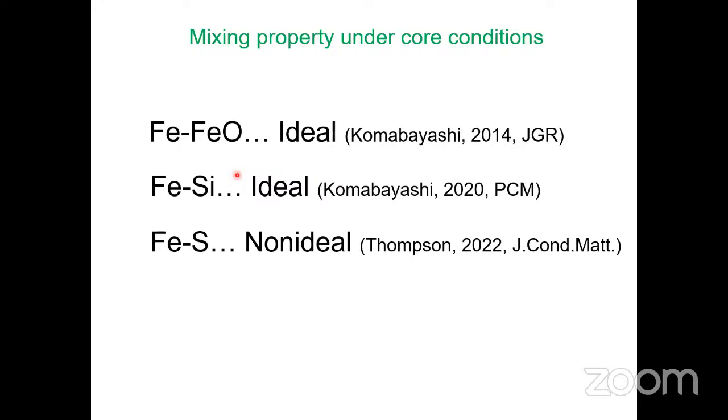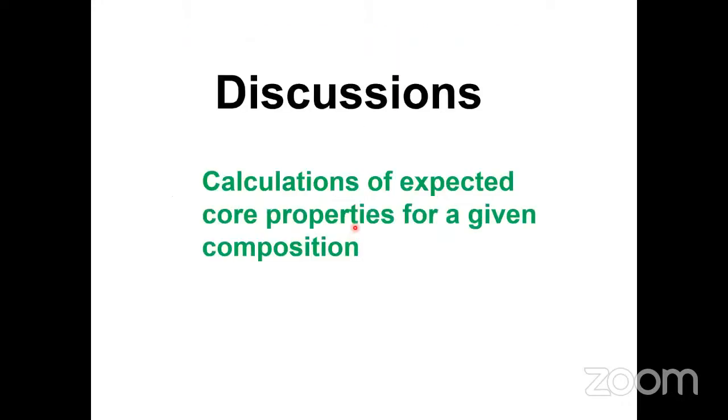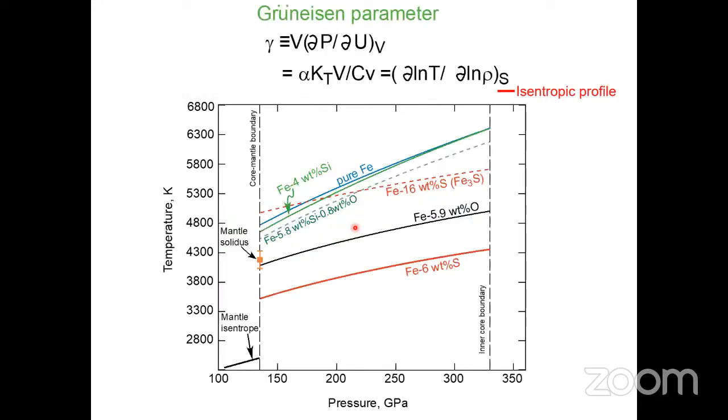And previously, we did exactly the same thing for the iron-oxygen system and the iron-silicon system. In these systems, the mixing can be ideal mixing. And the Fe-sulfur system shows non-ideal mixing. Now I'm moving on to the discussion part. We are going to calculate expected core properties for a given composition.